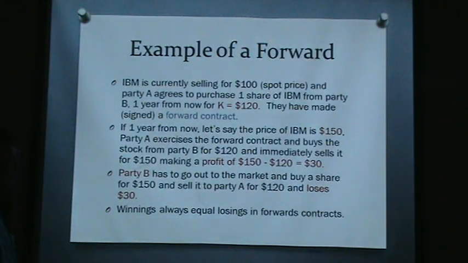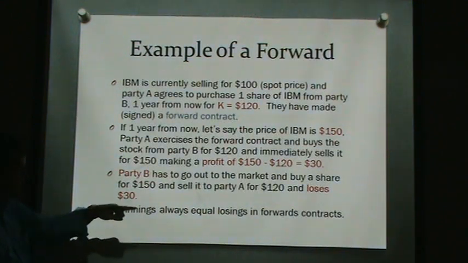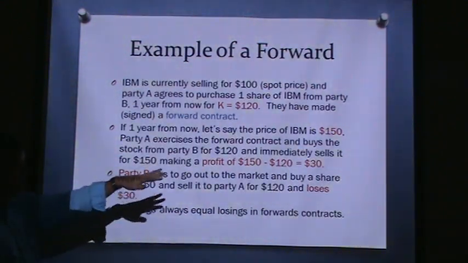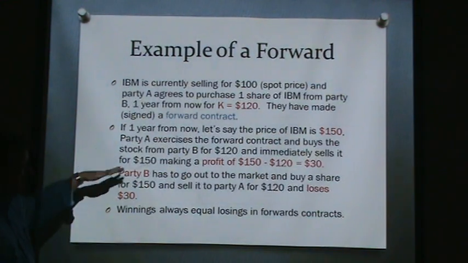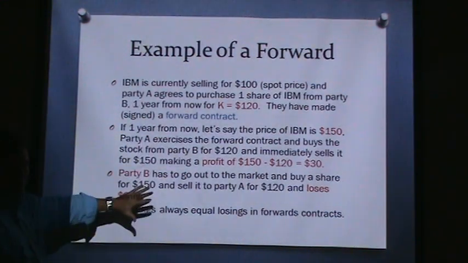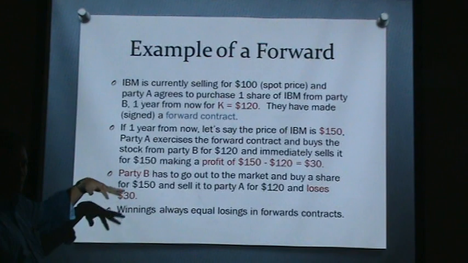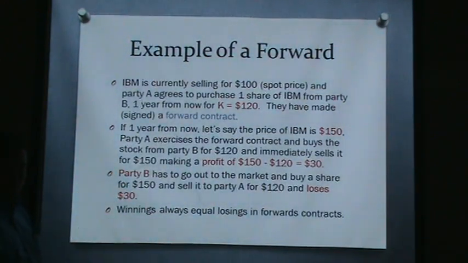We talked about the markets last class. They could sell it immediately for $120, and their profit would be $30. If person A makes $30, person B lost $30. No money is being gained or lost here, it's just money being moved around.